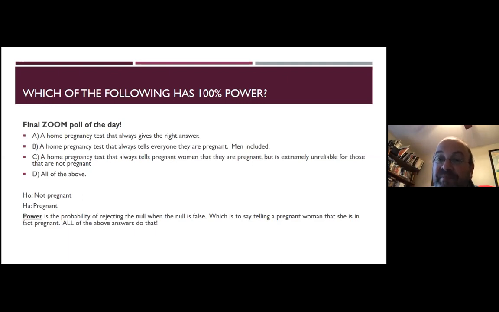Power is a probability calculation. It is the probability of correctly rejecting a false null. It is the likelihood that I tell a pregnant person that she is pregnant. And if I simply marketed a test that told every single person on the planet that they are pregnant, it would be a completely useless test, but it would have 100% power. Okay, great. Sorry to deflate the room a little bit, but I wanted one challenging question.